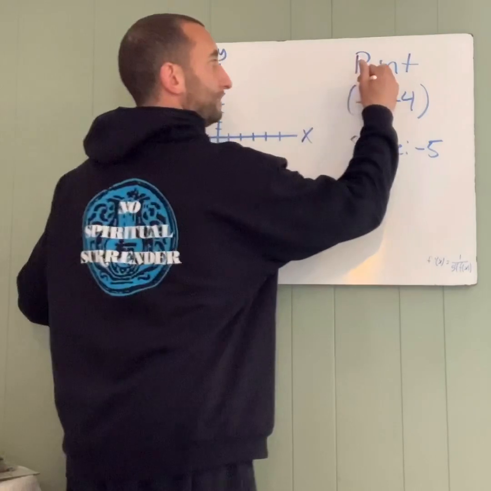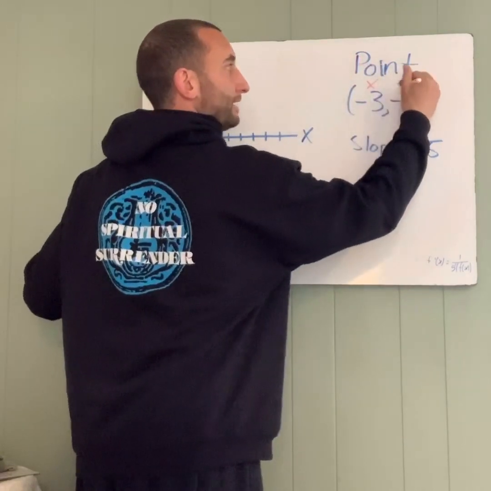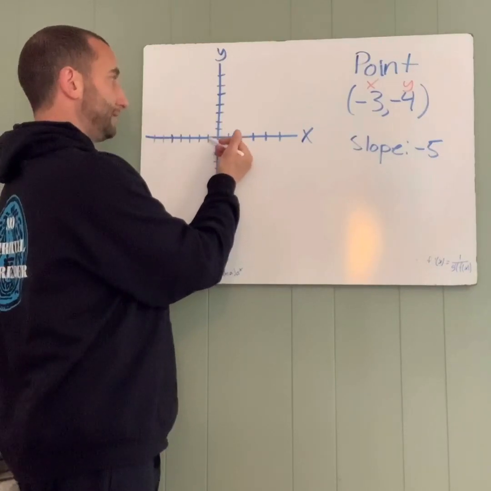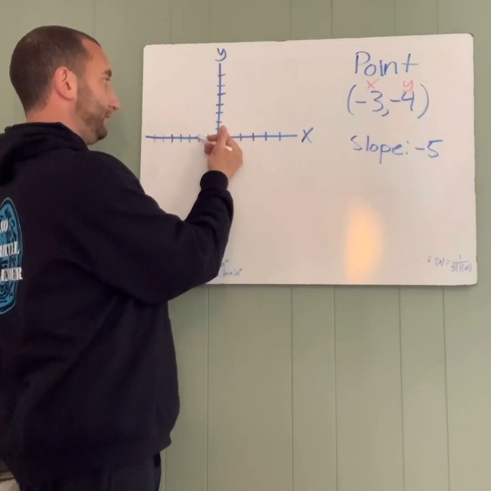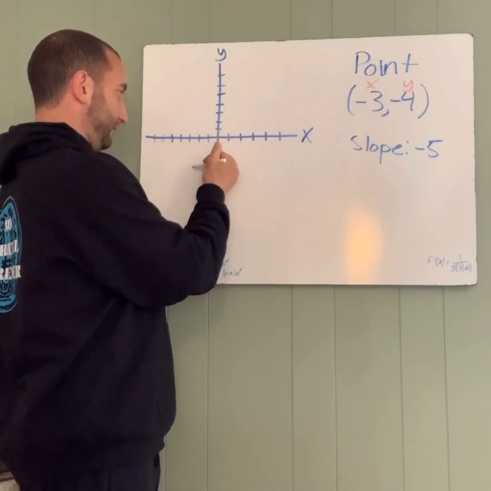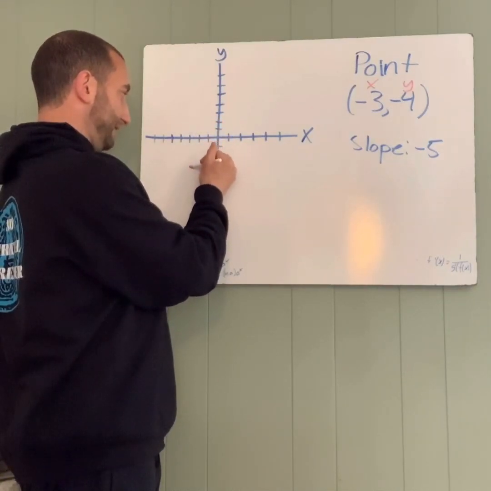We know this is our x coordinate, and this is our y coordinate. So let's start at the origin. We're going to move over 3 to the left, to the negative side. So 1, 2, 3, and then down 4. 1, 2, 3, 4. Put our little beautiful dot right there.